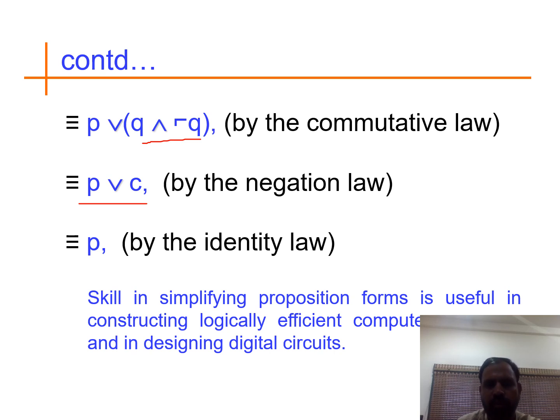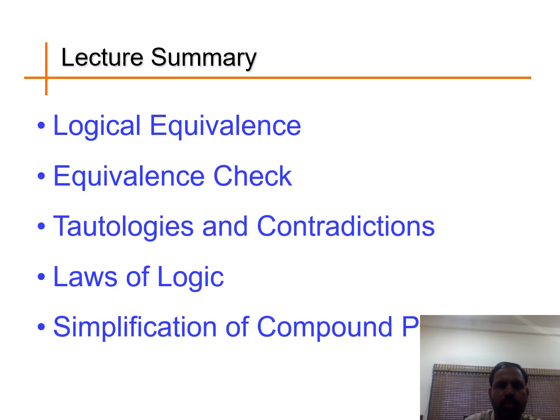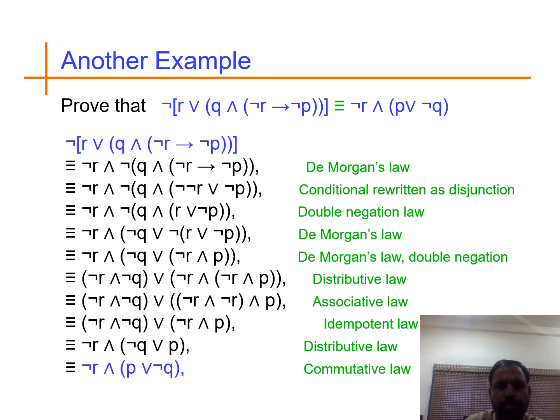Skill in simplifying proposition forms is useful in constructing logically efficient computers and in designing digital circuits. So it's very useful in designing digital circuits and logically efficient computers. Now today's lecture summary is logical equivalence, equivalence check, tautologies, contradictions, laws of logic, simplification of compound propositions. This is the total summary which we have discussed now.